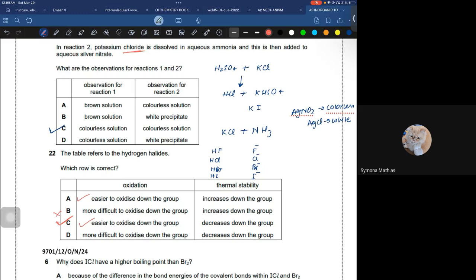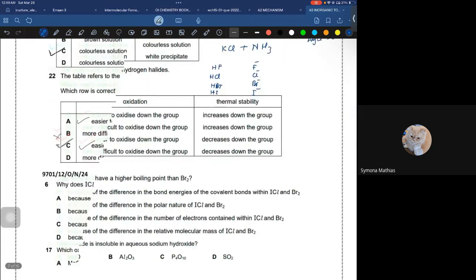Why does it decrease? Because the size of the halide increases. When the size increases, its attraction with the hydrogen is going to decrease. So it requires less energy to dissociate. It can be broken down easily. It can be dissociated easily. Okay. That's why option C is correct.